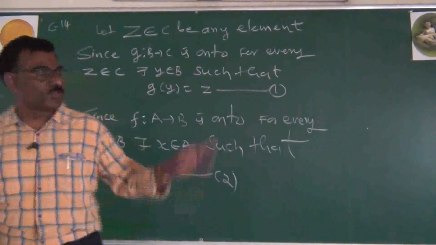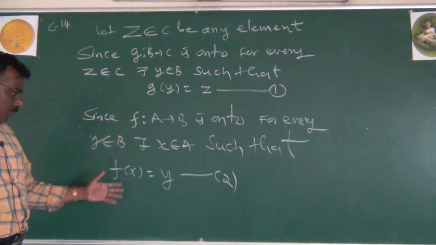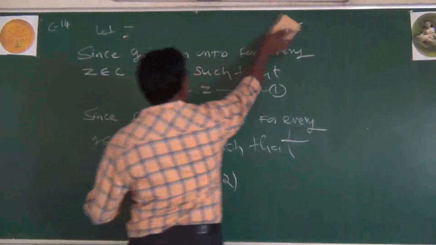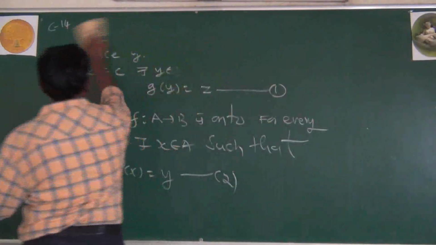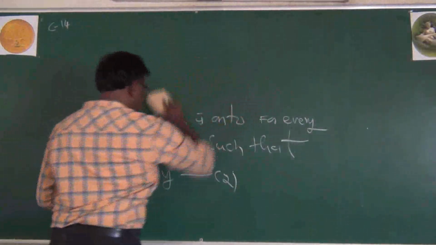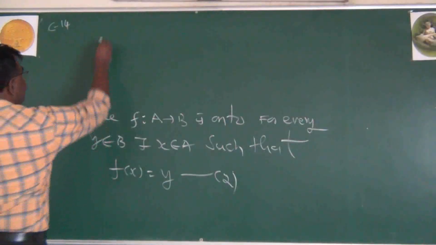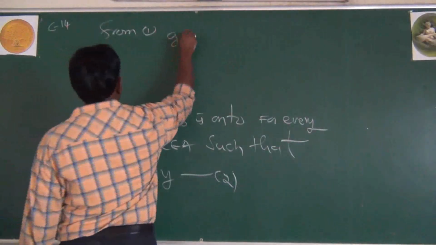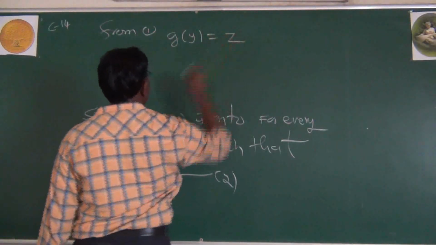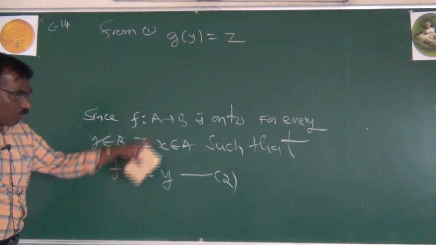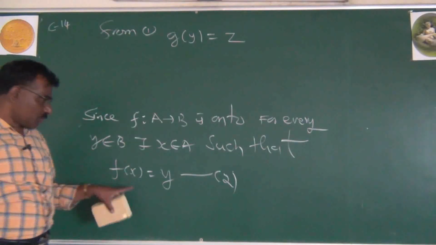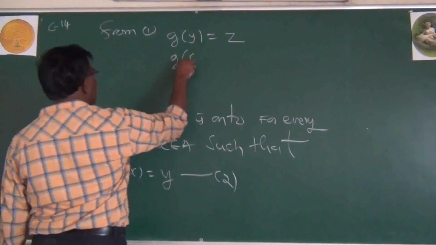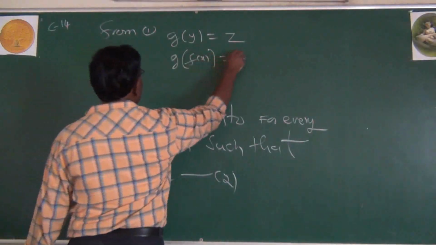Here g is onto, f is onto. What is to be proved? We have to prove that the composition is onto. Okay? So from equation 1, g of y equals z. From 2, using y equal to f of x, g of f of x equals z.